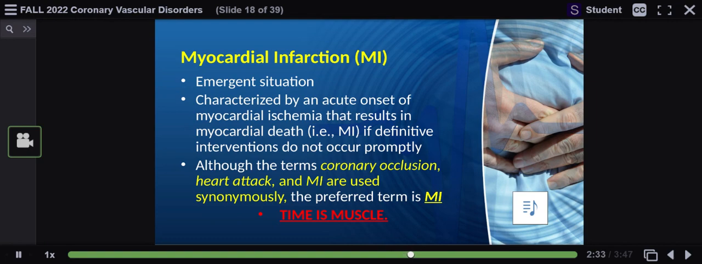So, as the cells are deprived of oxygen, ischemia develops, and then cellular injury occurs, and then the lack of oxygen results in infarction or the death of the cells. So, the expression time is muscle reflects the urgency of appropriate treatment to improve patient outcomes. And approximately every 43 seconds an American will have an MI, and many of these people will die as a result.